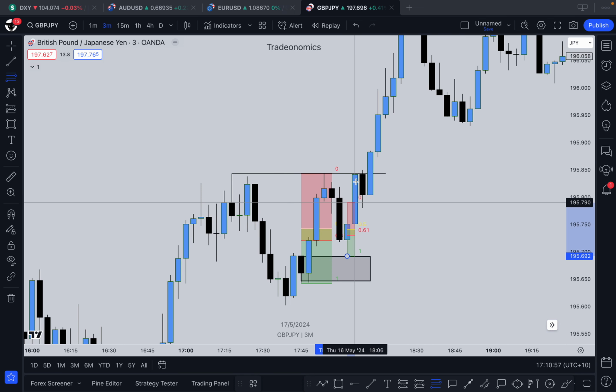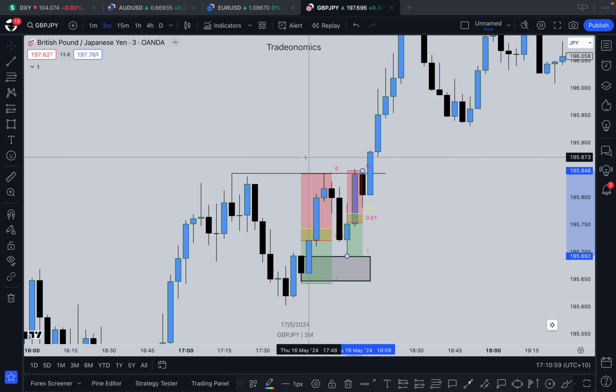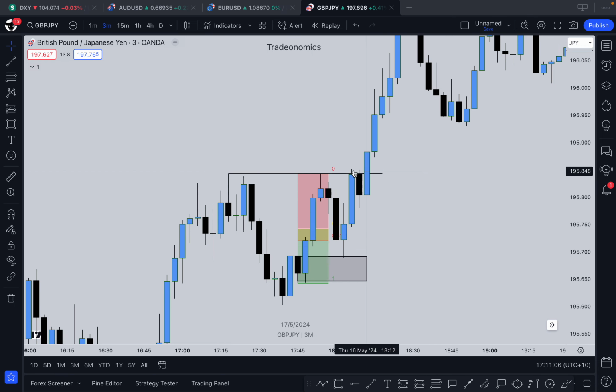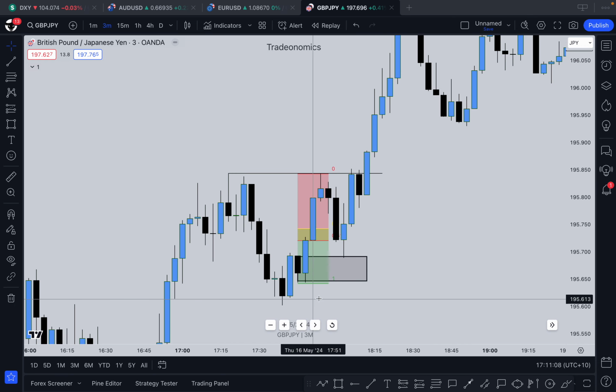Even if you miss it and you are very confident that we're going to keep going up from here, you can draw a fib up and just take it. Granted, your risk is much higher here compared to here, right?